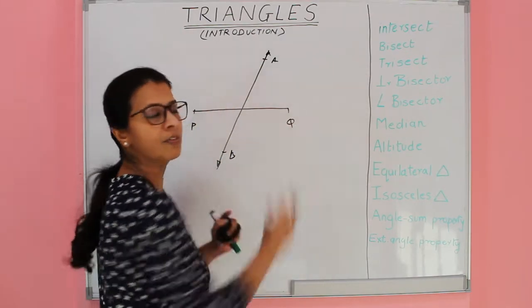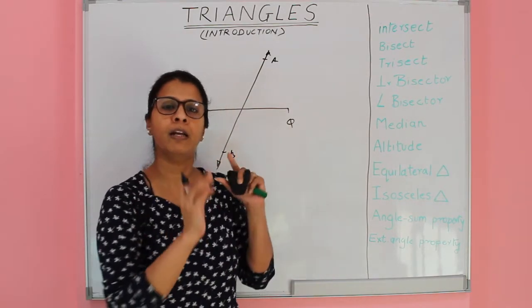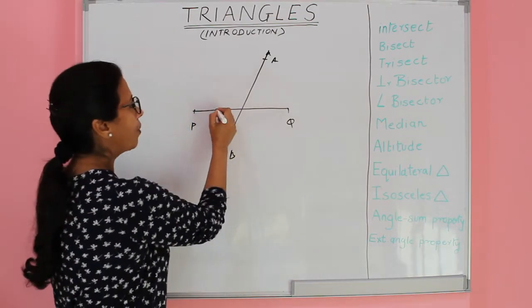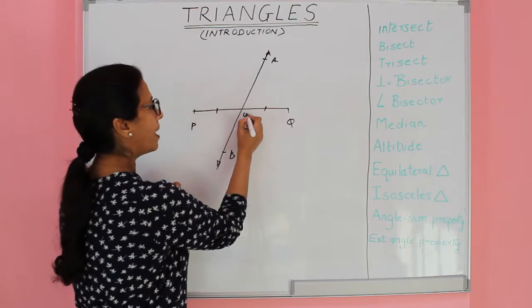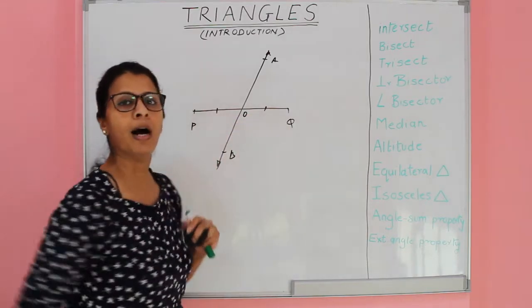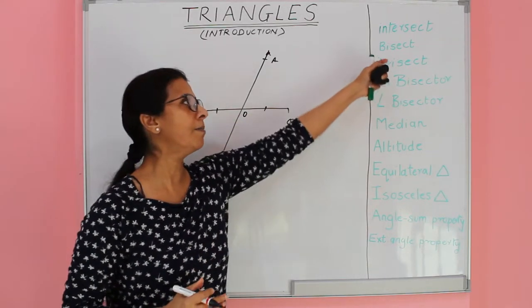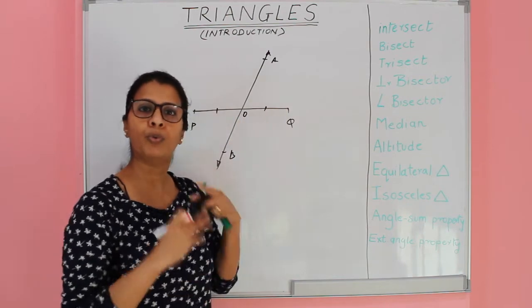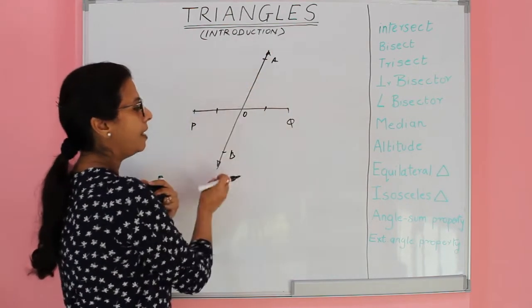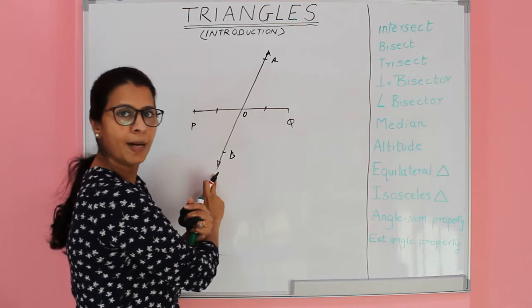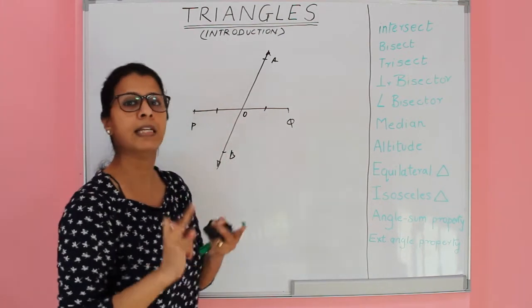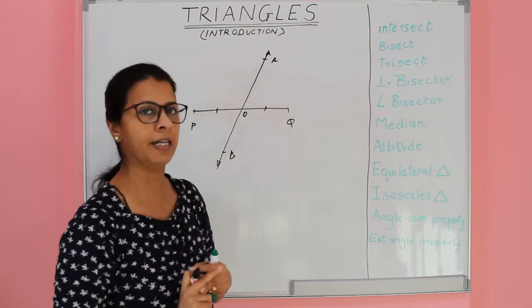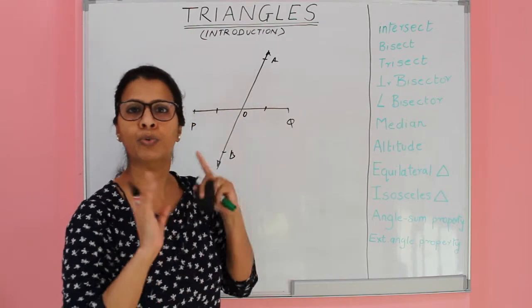The moment the word bisect comes in the question, the first thing you are going to do is make this mark showing that these two particular parts PO and OQ are equal. So the term bisect means it is cutting it into two equal parts. Now this is called a bisector. AB is said to be a bisector of PQ. There is a line bisector also. There is an angular bisector also. We will see that later. Bisect means cutting it into two equal parts.